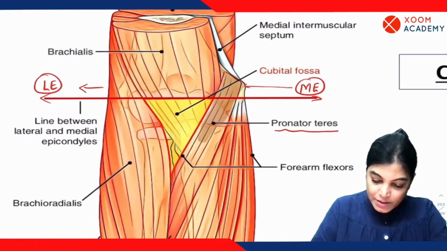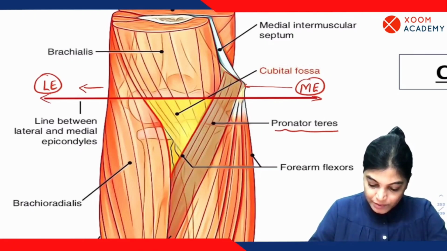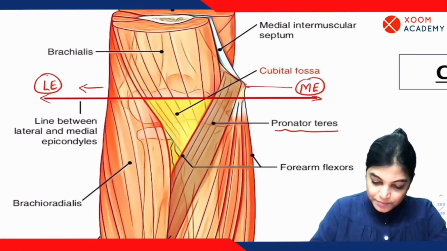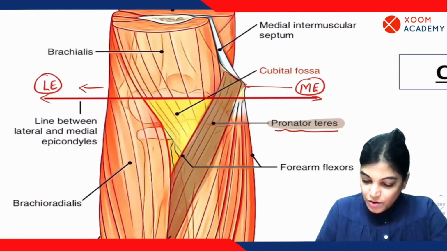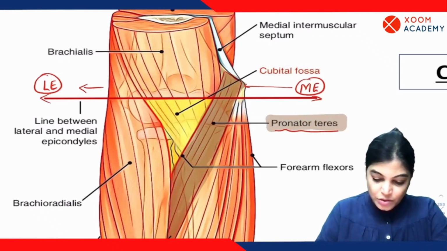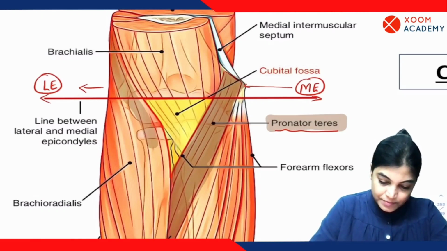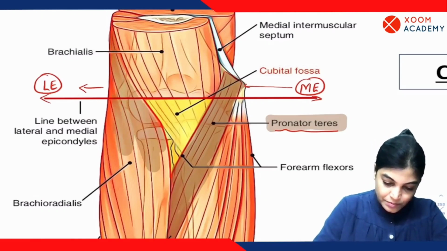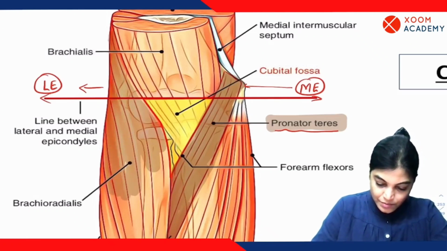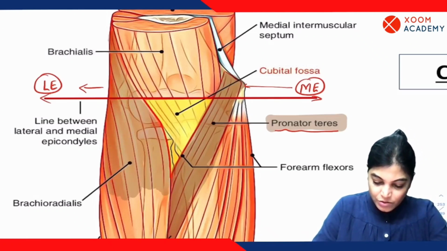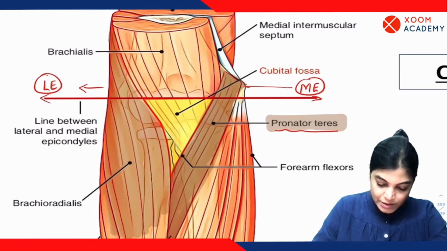the cubital fossa. Now talking about the boundaries, you can see here we have this muscle, the pronator teres muscle. Pronator teres muscle is forming the medial boundary of cubital fossa. I am just highlighting this muscle. This is pronator teres muscle, which is forming the medial boundary of cubital fossa. And on the other side, we have got the brachioradialis muscle. Brachioradialis muscle is overlapping over the pronator teres muscle.